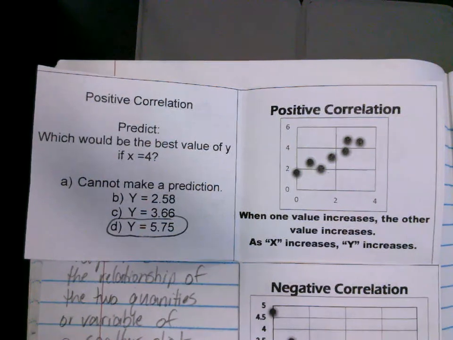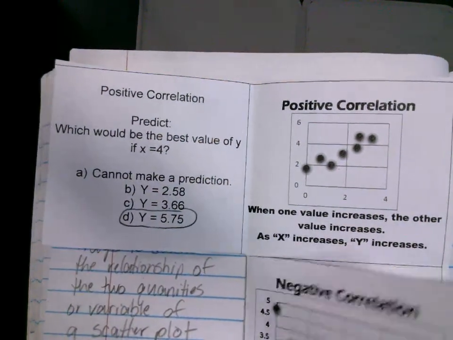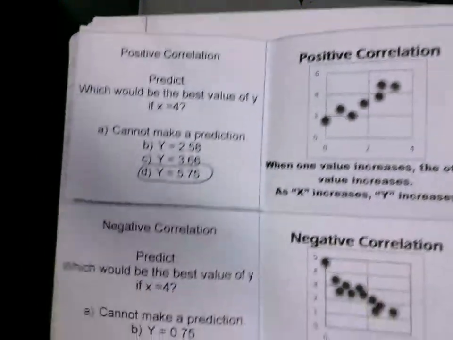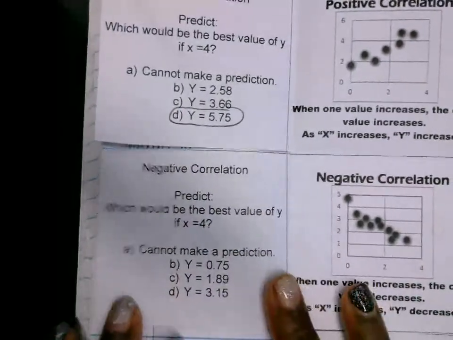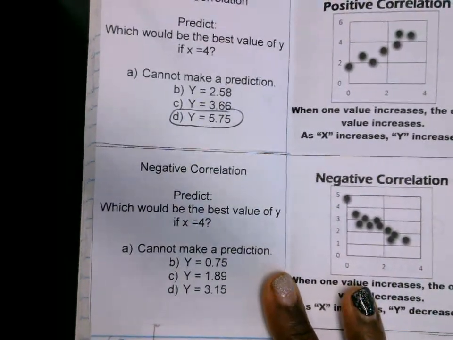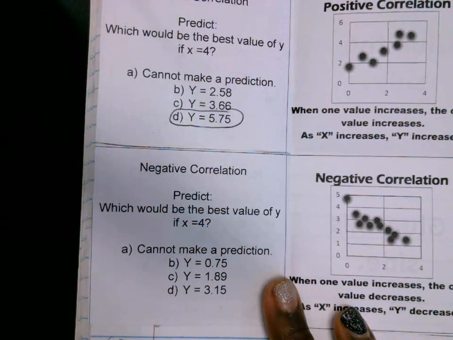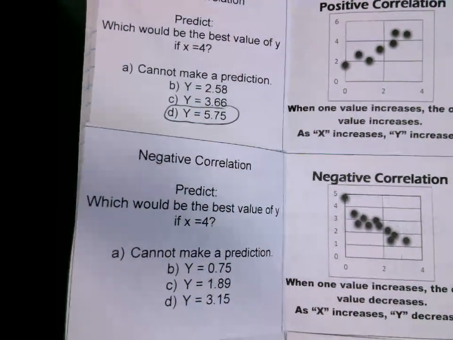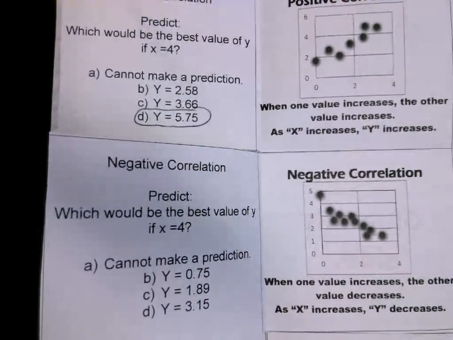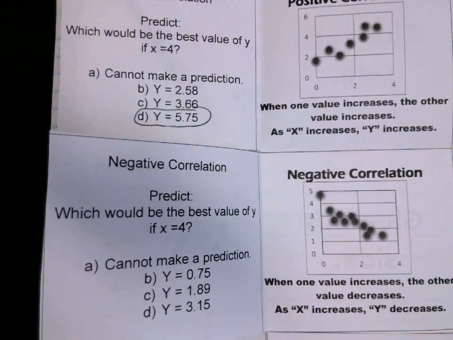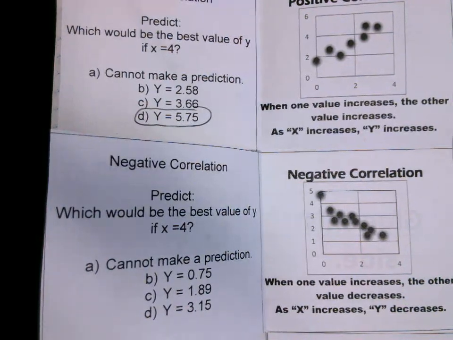Okay. Let's look at negative correlation. Predict which would be the best value for y if, again, x is equal to 4. This is a negative correlation. All right, circle which answer you think is the best answer here. Raise your hand if you chose A. Raise your hand if you chose B.